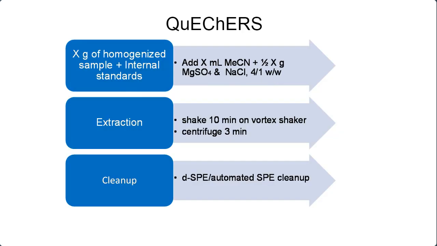We take X gram of homogenized sample, add internal standards, and add X milliliters of acetonitrile. Now, I want to draw your attention to the ratio of sample to solvent here. It is 1 gram to 1 milliliter. And after that, we either shake the sample and conduct salting out later, or, to stabilize the process, we add half X amount of grams of salts, magnesium sulfate and sodium chloride, 4:1.